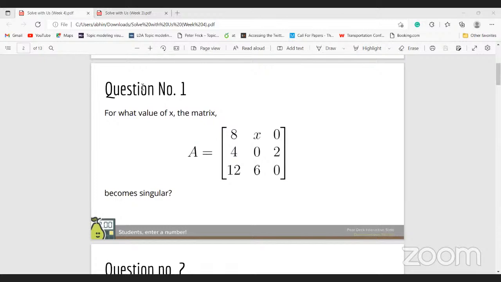Okay, Anil has already solved it. So Pranav, can you tell me what was the approach that you used? Yeah, go ahead. So if you see the first row and the last row, we can use scalar multiplication.